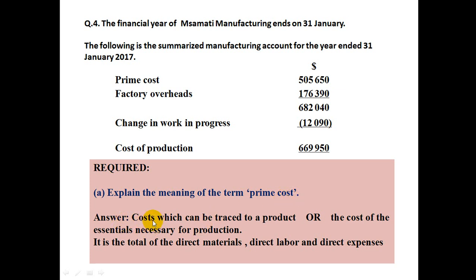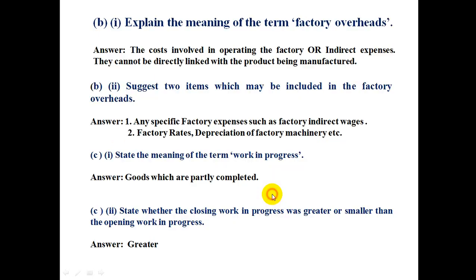The answer is cost which can be traced to a product or the cost of the essentials necessary for production. It could be the total of the direct material, direct labor and direct expenses. The sum of these three will always give us prime cost.